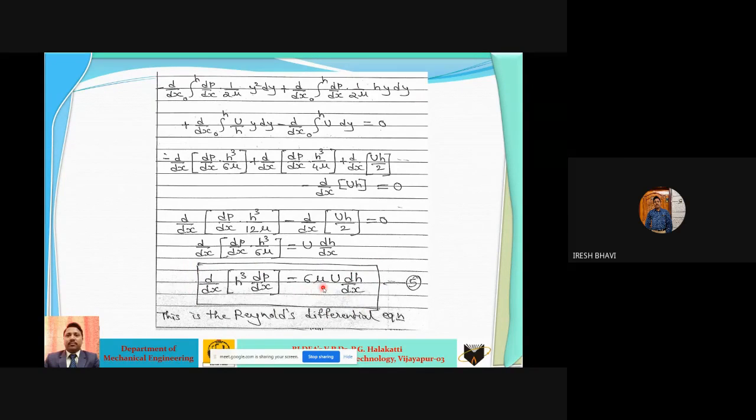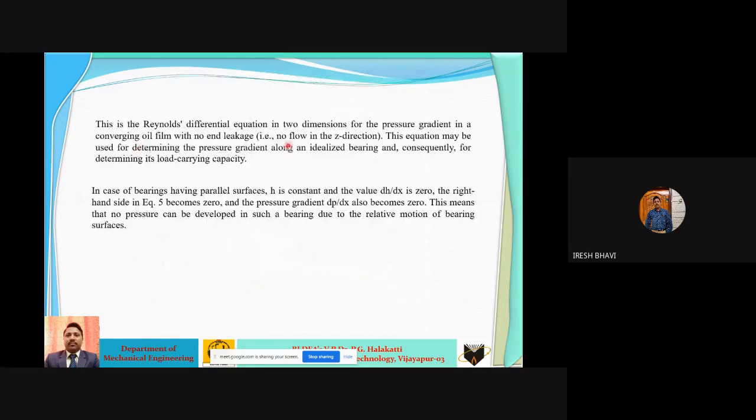So this is the Reynolds differential equation which will give the pressure distribution across the oil film. This is the Reynolds differential equation in 2 dimensions for the pressure gradient in a converging oil film with no end leakages. You should remember that there should not be any end leakage, that is, no flow in the Z direction. This equation may be used for determining the pressure gradient along an idealized bearing and consequently for determining its load carrying capacity. Once you determine the pressure generated, you can easily determine the load carrying capacity.